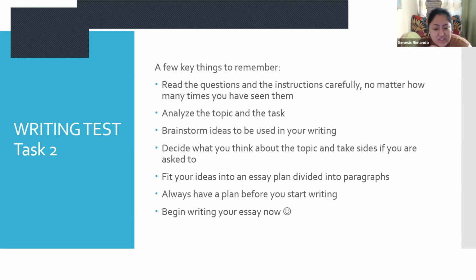Again, you have to brainstorm ideas to be used in your writing. You have to decide which side you will take because some essays immediately ask you to take sides. You don't need to mention this is the pro and this is the con. Sometimes immediately you have to take your side and explain why you decided to take that side. Then you have to arrange your ideas into paragraphs. I will be teaching you later how to divide them, so it is much easier.